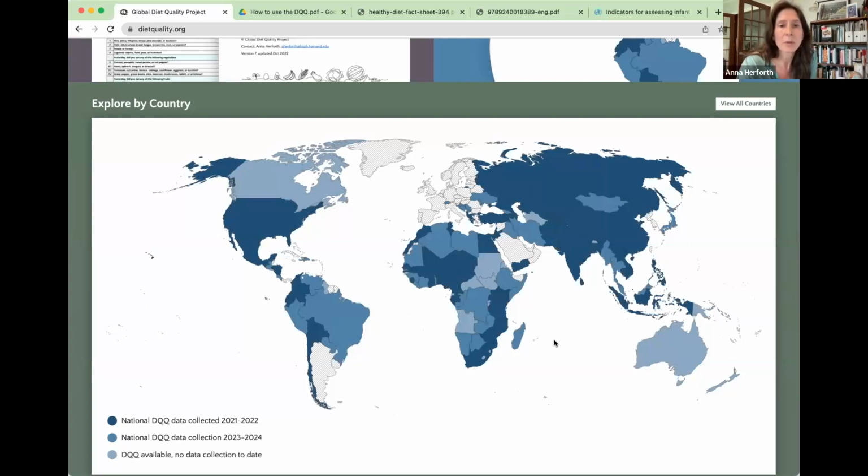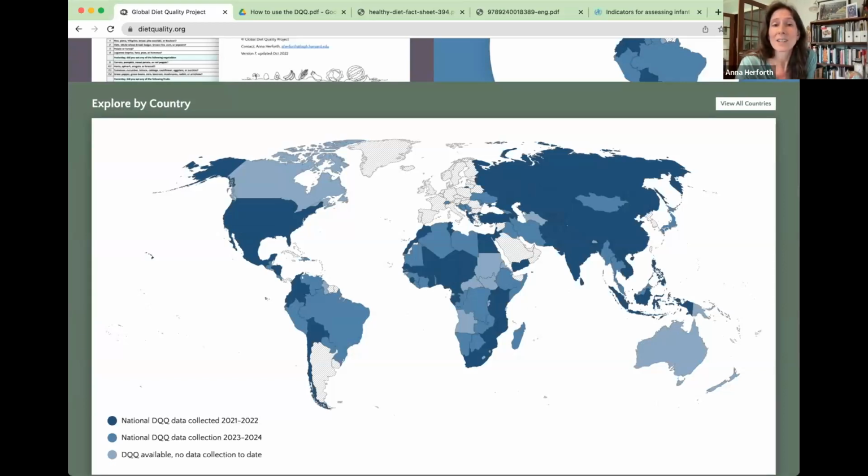And the medium blue is where data collection is currently underway or planned within the next year, so that by 2024, there will be nationally representative data in 93 countries around the world, at least. And as Andy said, we aim to fill in the countries that are missed and have truly global representation and global statistics across all countries on diet quality as a key piece of understanding good nutrition, public health, and the causes of malnutrition in all its forms.